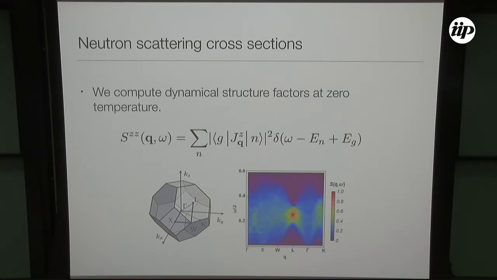And this is showing the intensity of the dynamical structure factor as a function of momentum along high symmetry lines in the Brillouin zone of the FCC lattice, and as a function of frequency. And you note that the highest intensity here is at this L point. That's the 111 direction, and some energy scale that matches the bandwidths of the Majorana fermions in our system.